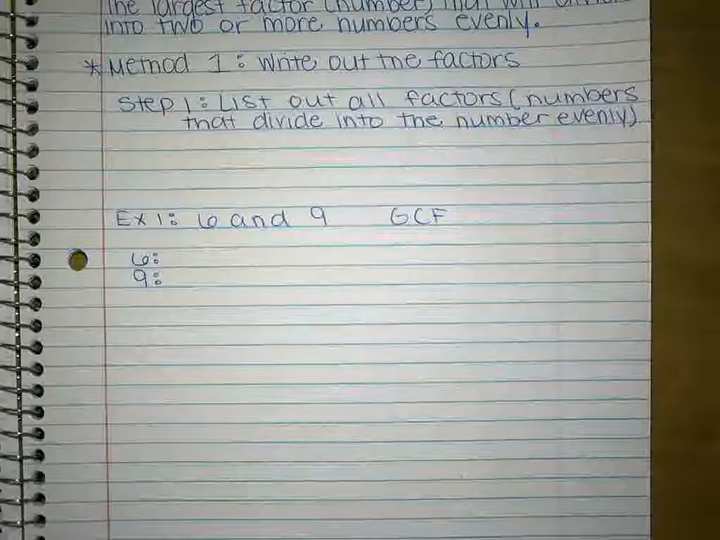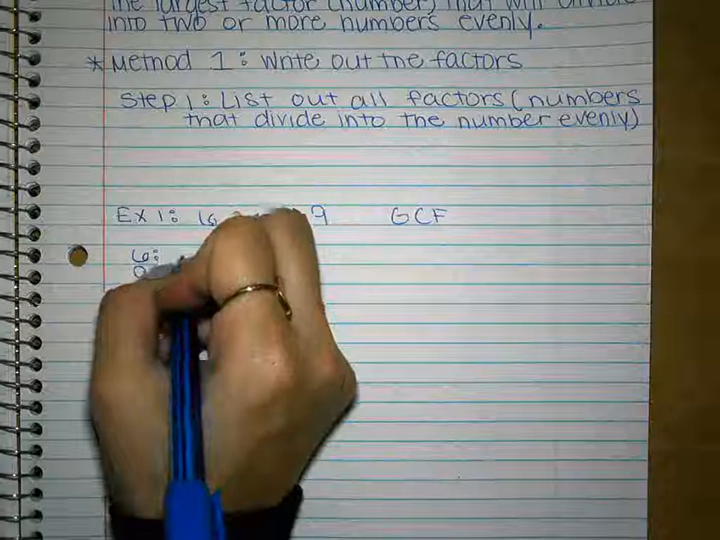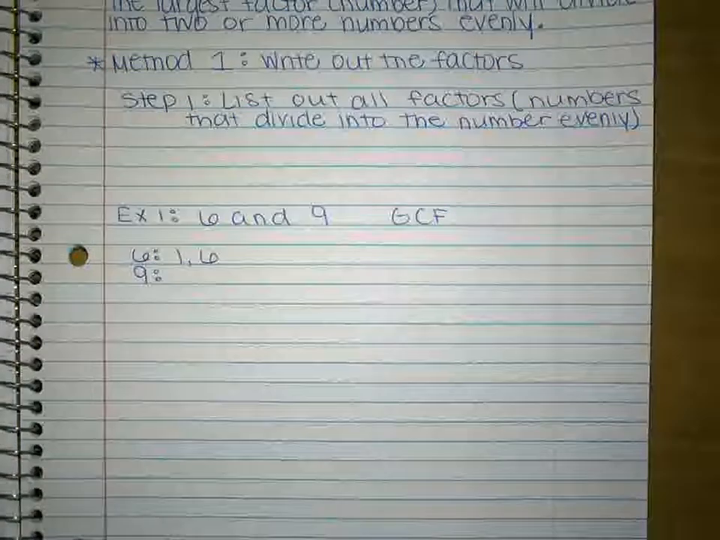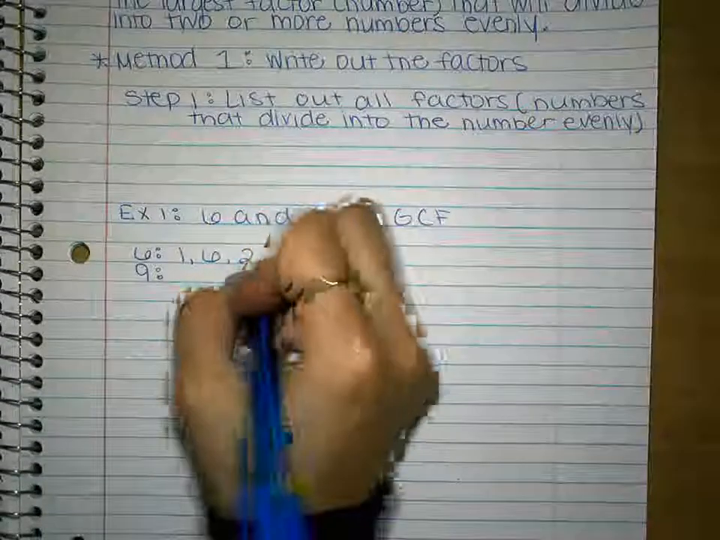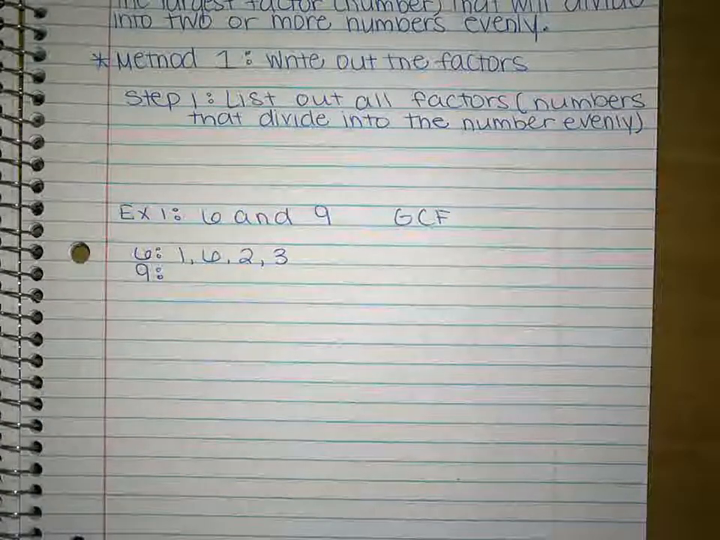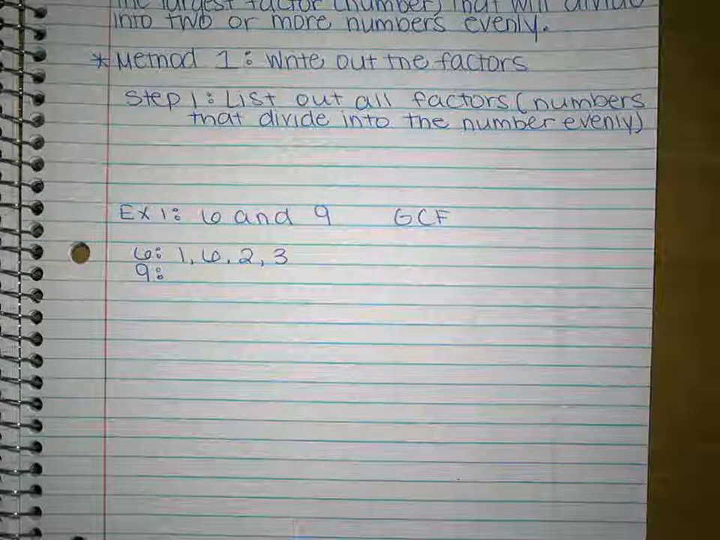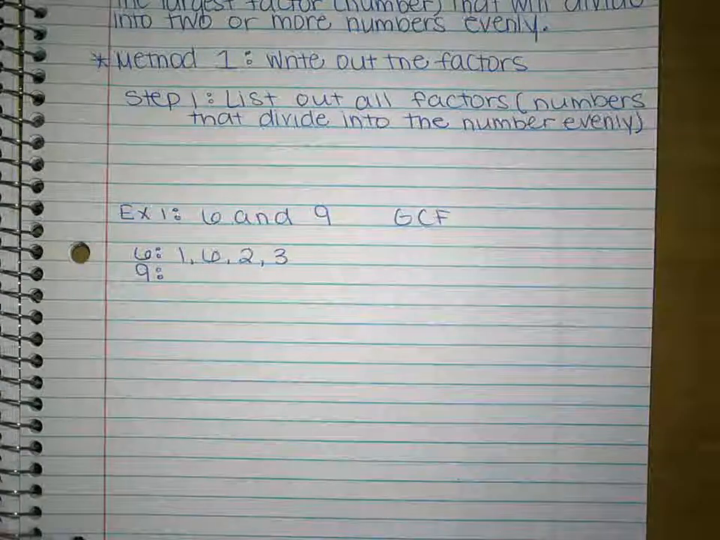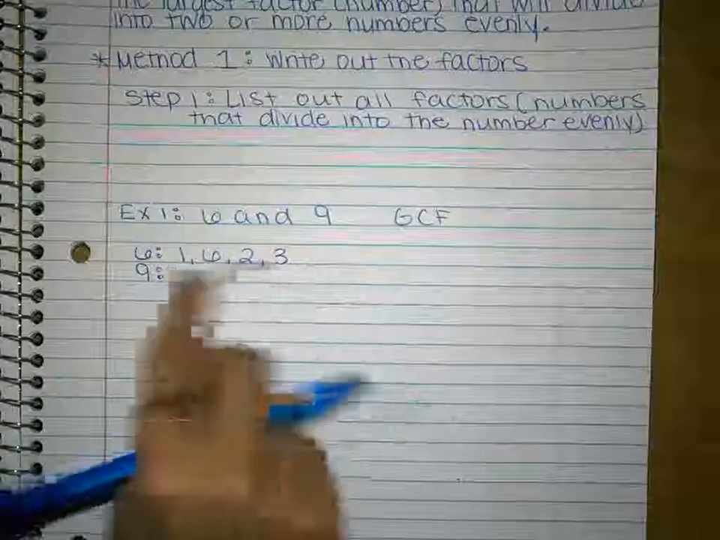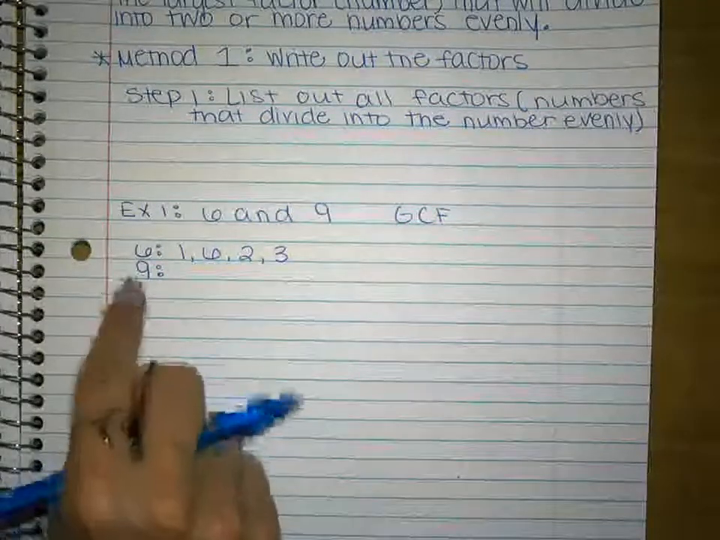I ask myself, what times what equals 6? Well, I know that 1 times 6 equals 6. I also know that 2 times 3 equals 6. So those are numbers that multiply together to get me to 6. Nothing else will multiply together to get 6, so I am done. I don't have any more that I can write. It also does not matter that they are not in numerical order, as long as you are listing them out.